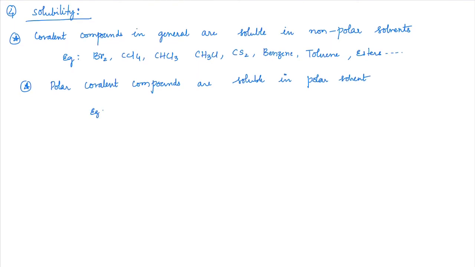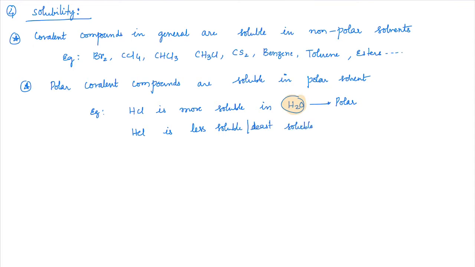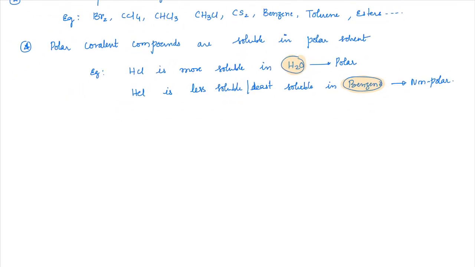For example, HCl is more soluble in H2O. Why? H2O is polar, correct? Because this is polar, while HCl is less soluble, or least soluble, in benzene. And the reason for the same is that benzene is completely non-polar. So that is the usual trend. You will see that like dissolves in like.